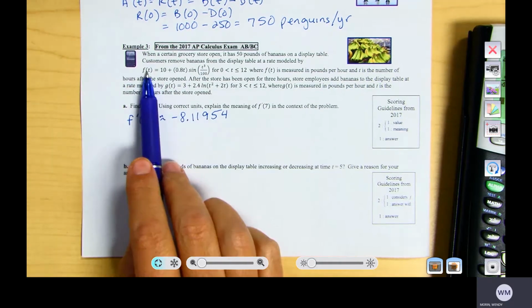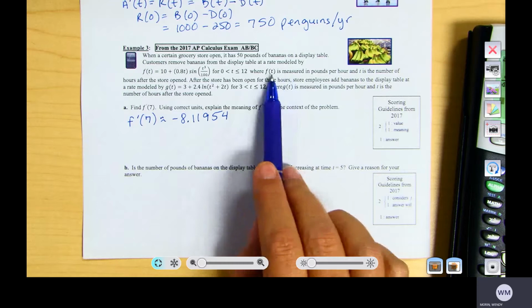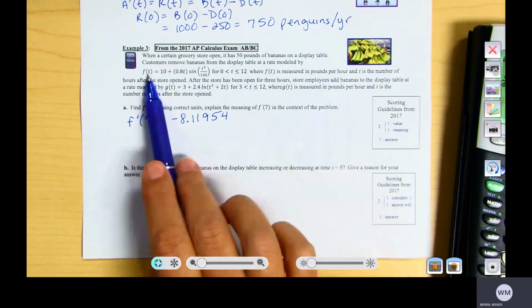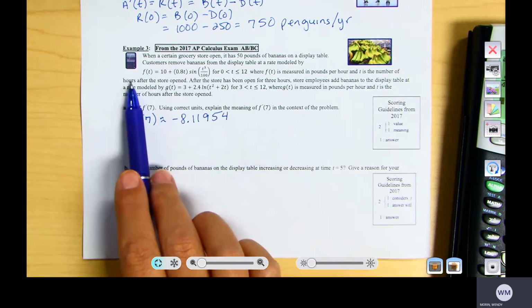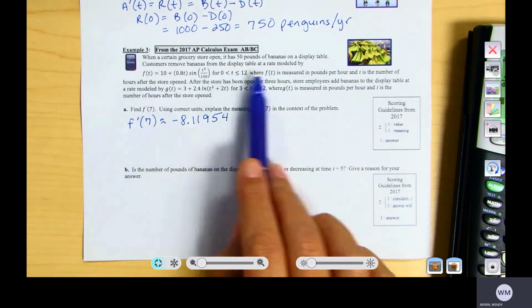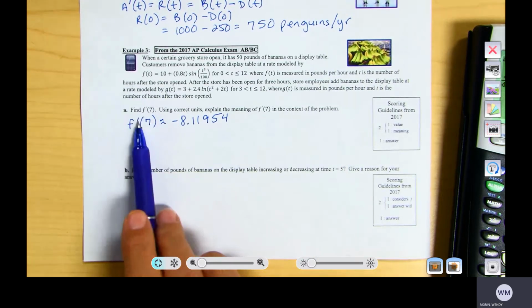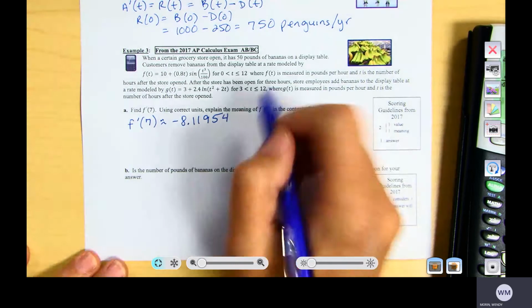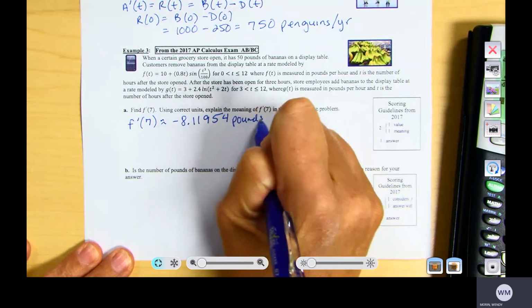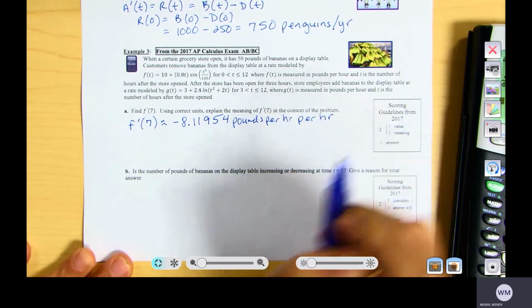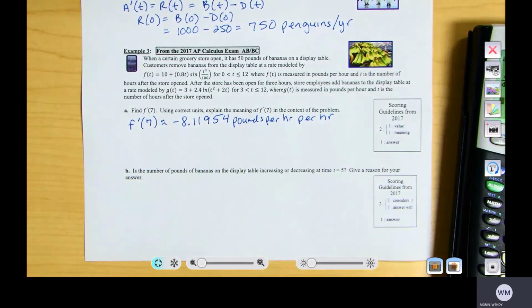Now we took the derivative of f, and f is measured in pounds per hour. That's what f is. And t is the number of hours. So if f is pounds per hour and t is the number of hours, what is f prime? It is pounds per hour per hour. Very similar to what we did with motion. So that is the correct unit. Now explain the meaning.